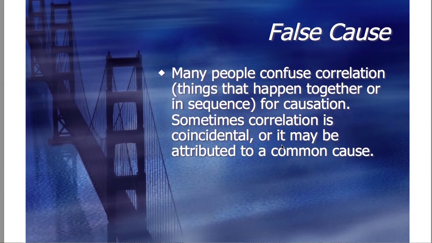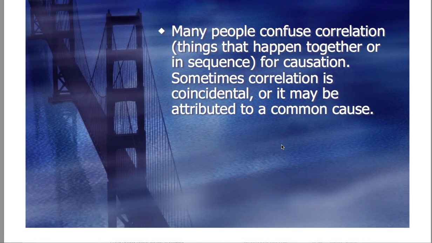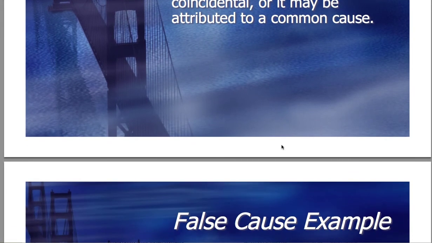All right, then we also have the false cause. In the false cause, many people confuse correlation, things that happen together or in a sequence, for causation. This is, again, with cause and effect, one that you really want to make sure you avoid in your writing. Sometimes correlation is coincidental, or it may be attributed to a common cause.